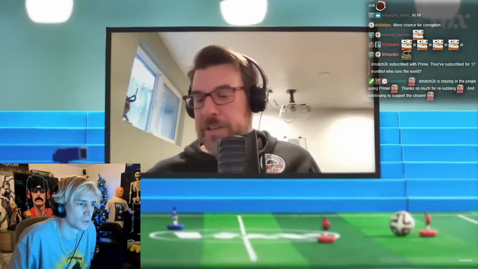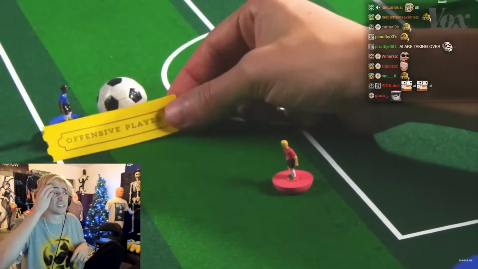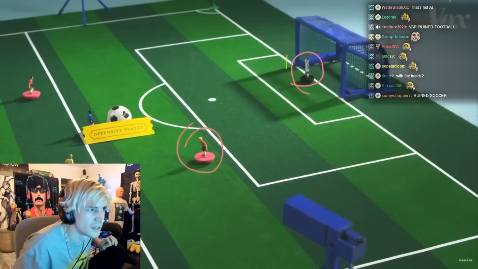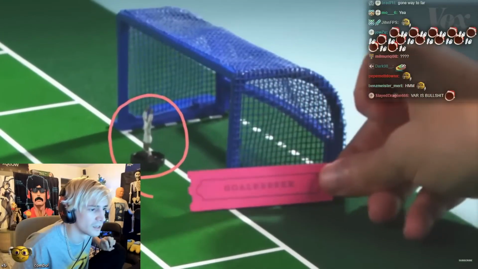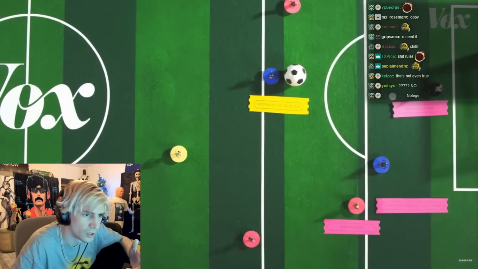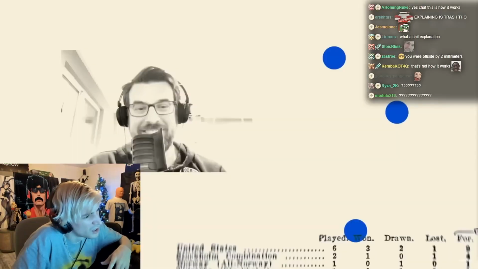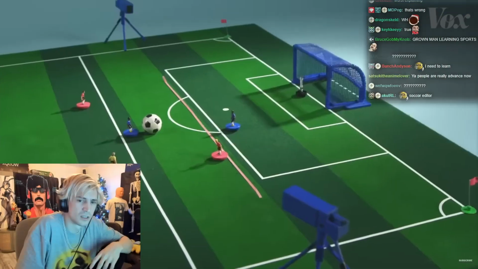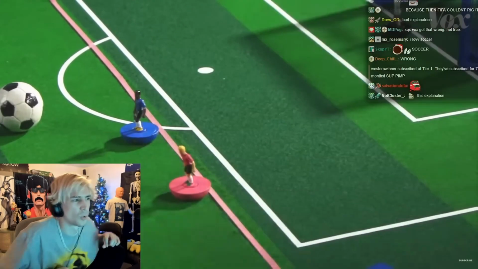All right, so the simplest way of explaining offsides is that the offensive player has to have 2 defensive players between them and the goal, or be behind where the ball is. Most of the time, it's the goalkeeper plus 1 defender. For the most part, if any offensive players are behind this second-to-last defender while the ball is in play, they're offside. That's Jeremiah Oshan, by the way, soccer editor of SB Nation. Offside should be an objective call. Either you're in front of this line or behind it.